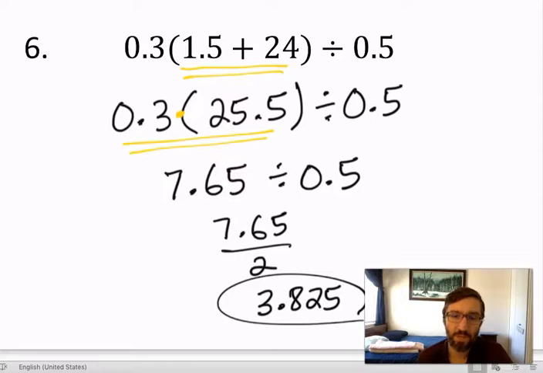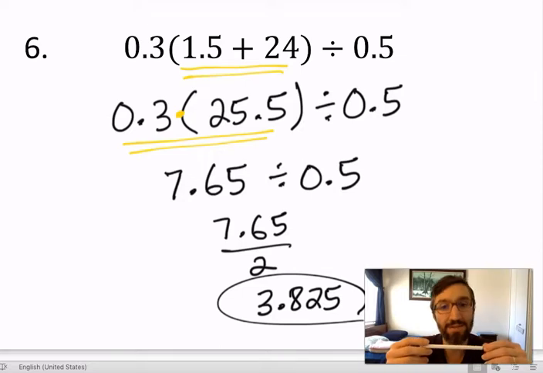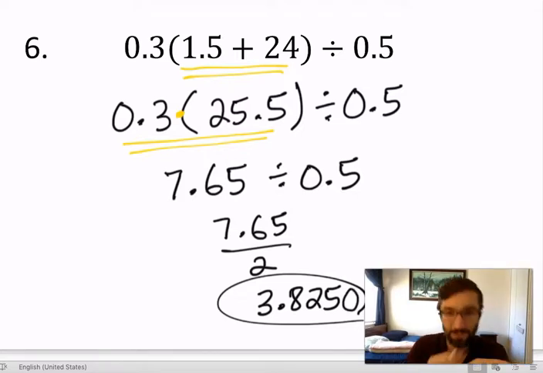On Schoology, we try to be careful. We're not always perfect at this, but we try to be careful to tell you how many decimals we want you to round to. So on Schoology, for instance, we would say round this to 3 decimal places, and that would be your answer, 3.825. If we say to round to 4 decimal places, then you should add a 4th decimal place, which would just be 8250 at the end.